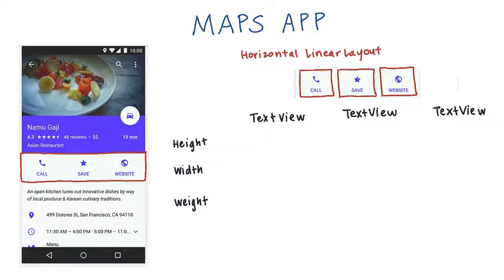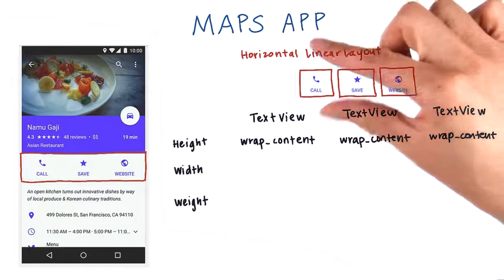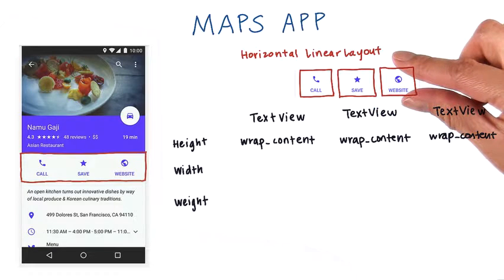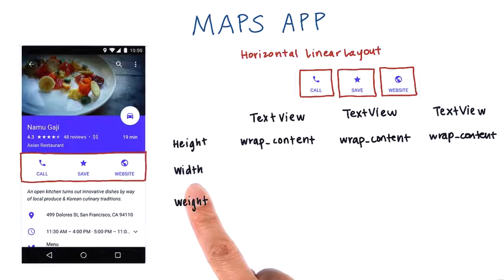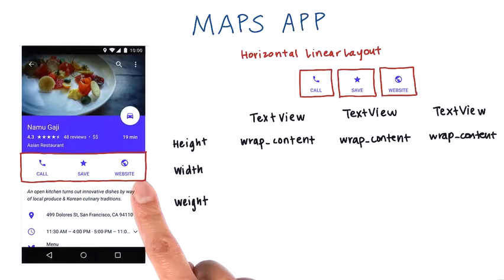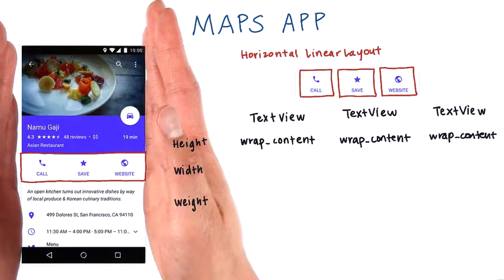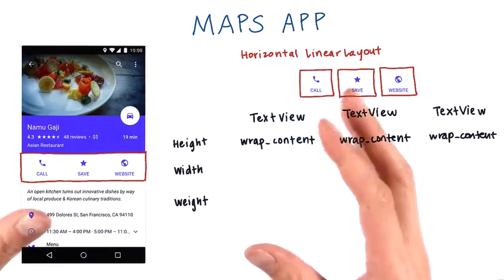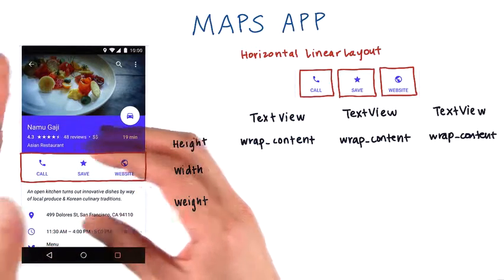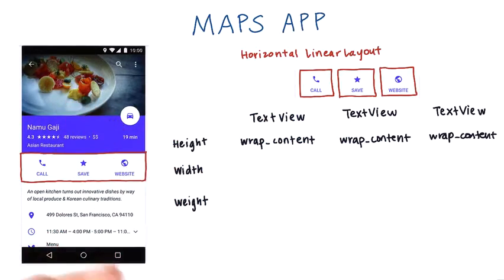The height of each text view is going to be wrap content because it wraps to the height of the content inside of it. Now the width is a little bit trickier. We want each of these text views to be spread out equally across the width of the screen, depending on whether it's a small device or a really large device. We don't want all 3 text views to be grouped into the left-hand side of the screen.